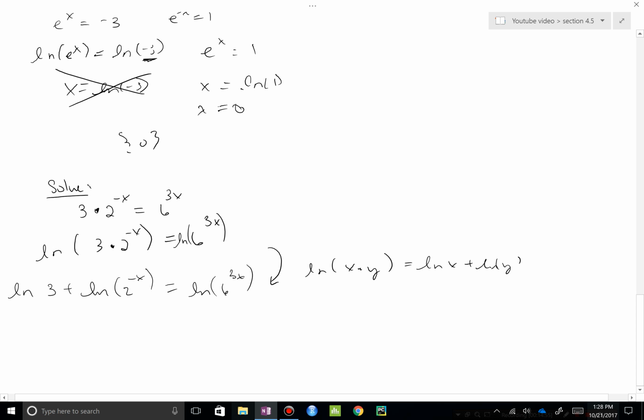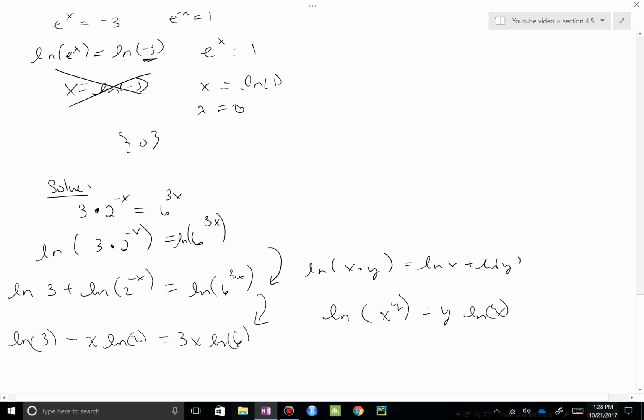Now, where am I going to go? Remember, I'm still solving for x, so I'm stripping stuff off of it one by one. Now, I also know that if I have ln of x to the y, I'm going to parachute the stuff on the outside out. All right? So I could parachute this out. So this gives me ln of 3 minus x ln of 2. Where did I get the minus from? Negative x equals 3x ln of 6.